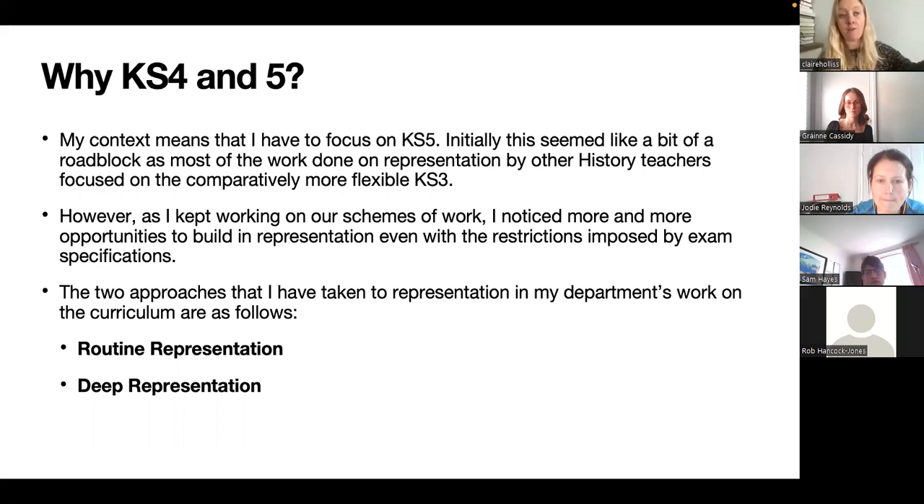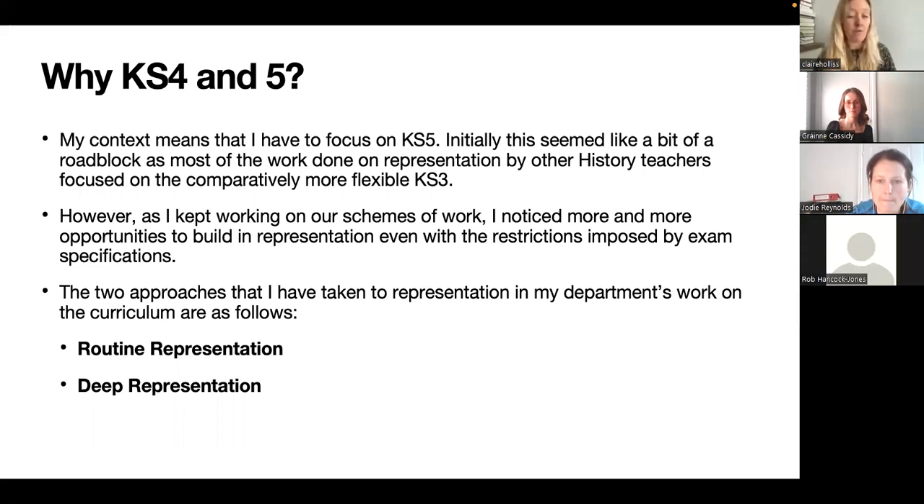Looking at the work that history teachers have done, a lot of the work on representation by other people in this history teacher community has tended to focus on Key Stage 3 because it's more flexible. There are comparatively lower stakes. There's not an exam at the end. And therefore, it's been easier for many teachers to focus their energies there, which obviously means that once you hit Key Stage 4 and Key Stage 5, you can almost be taking a slight step backwards and narrowing the curriculum once again.